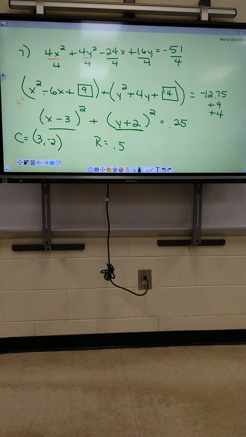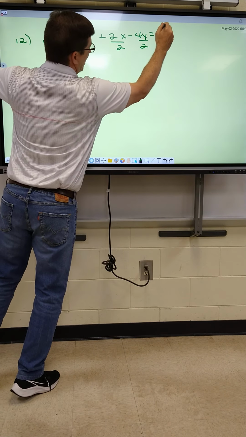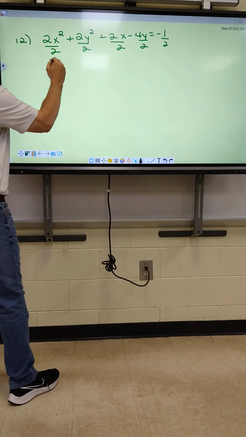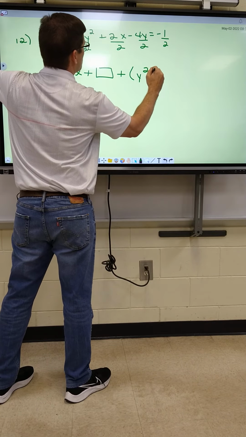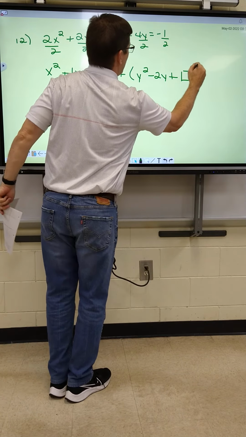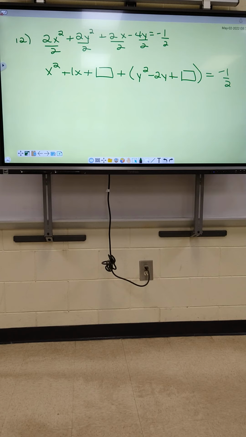Alright, I want you guys to try number 8. Everybody should be able to do it by yourself. Don't forget you have to divide the -1 also by 2. So I got x squared plus 1x in my box. I got y squared minus 2y in my box equals -1/2. I'm going to let y'all write that down before I go any further. Then we'll see if we got this one right. Oh, that's why I got it wrong. And you have to divide the 1 by 2. Probably going to definitely need your calculator on this.